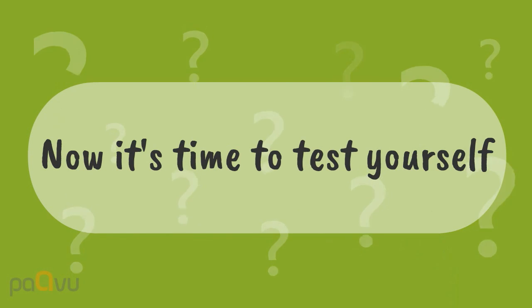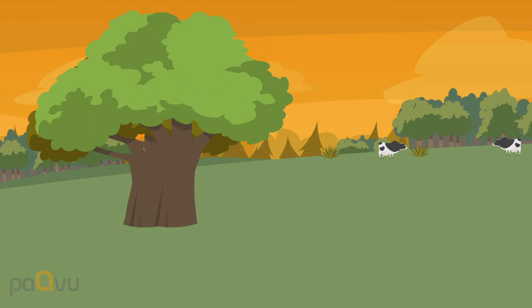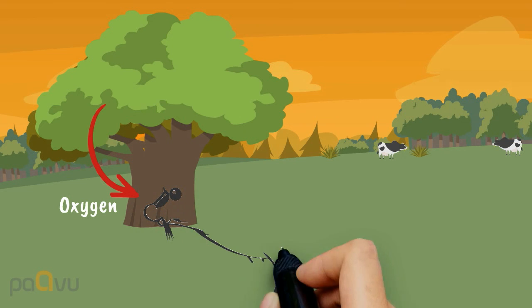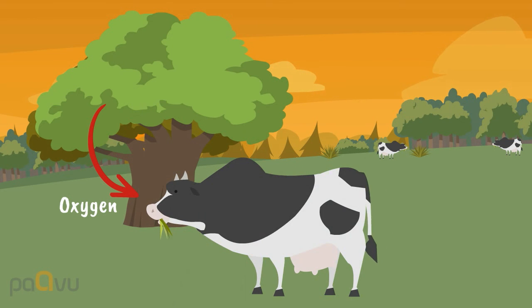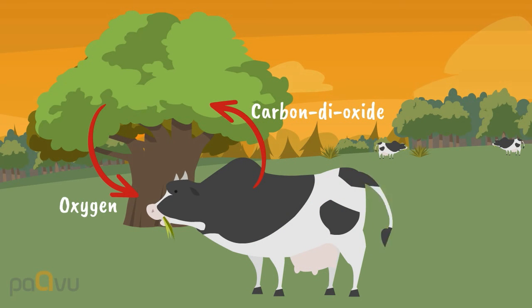Can you answer this question? Before you move on, remember that the byproduct of photosynthesis in plants is oxygen, which is used by animals for respiration. And the byproduct of respiration in animals is carbon dioxide, that is absorbed by plants for photosynthesis.